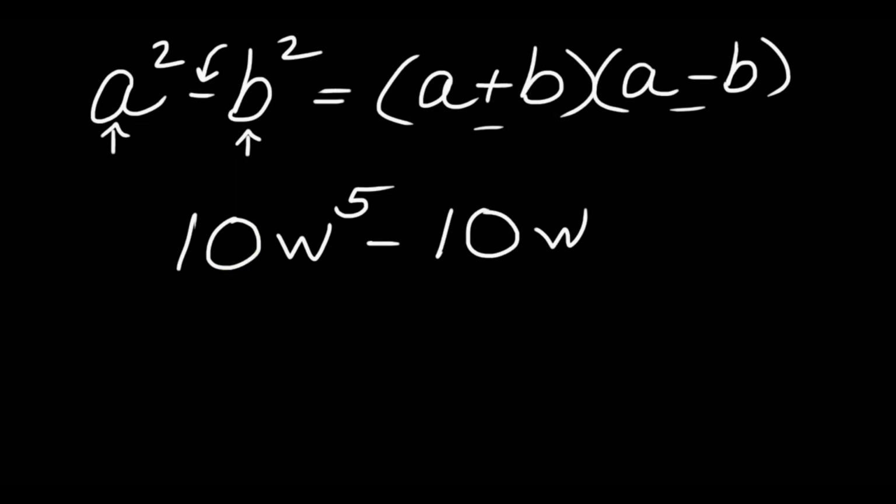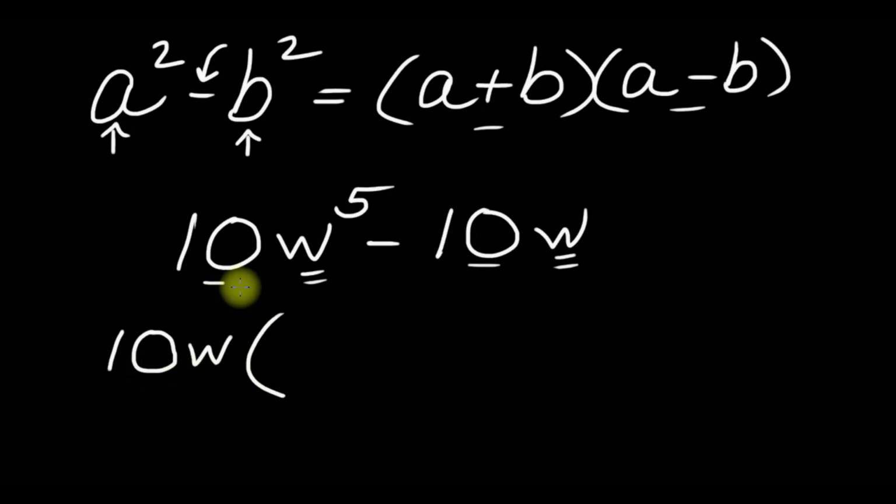When you begin your factoring, okay, what you need to do is always look for greatest common factor. So let's see if I can pull anything out from these two terms. Looks like 10, 10. So 10 is your greatest common factor. So you can pull a 10 out. W to the fifth, W, you can pull out a W.